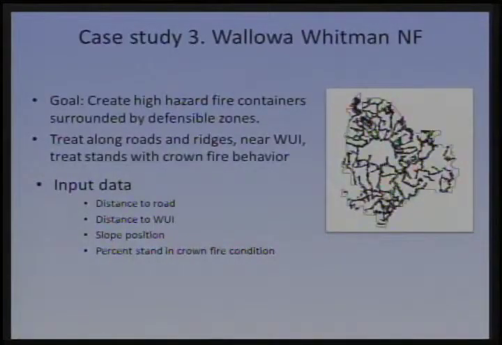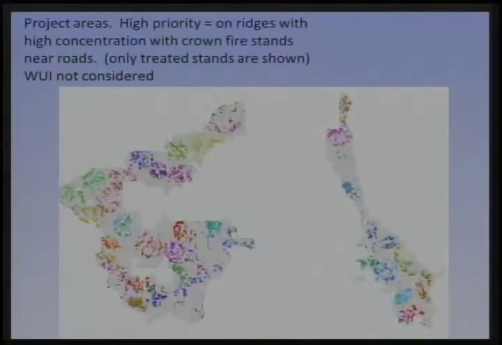So these are treatments along the road network, for instance. And so I ran that, using those values in the objective function that prioritize the ranger district, and these different colors are the stands that needed treatment. I haven't outlined the projects, but you can sort of get the picture of all the different project areas.